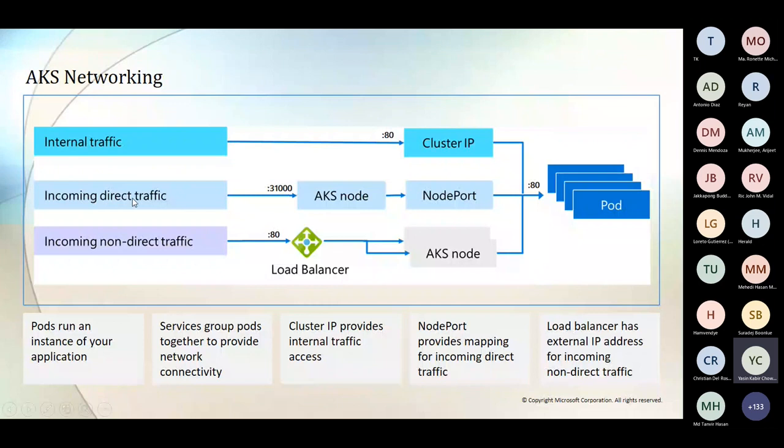Then there is incoming direct traffic. Suppose it is 3.0, it will go to the Kubernetes node, then it will go to the node port, check the node port, and the node port will find out the container from the production, then they will return. And there is incoming non-direct traffic. It will go to the load balancer.